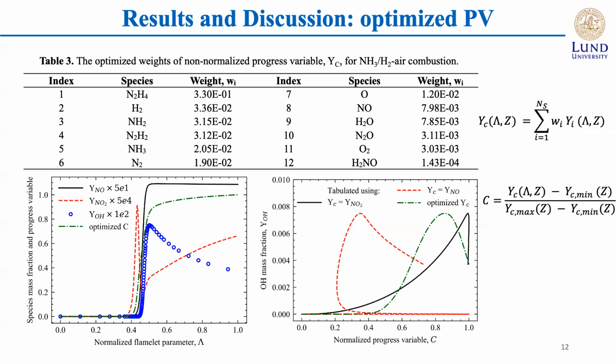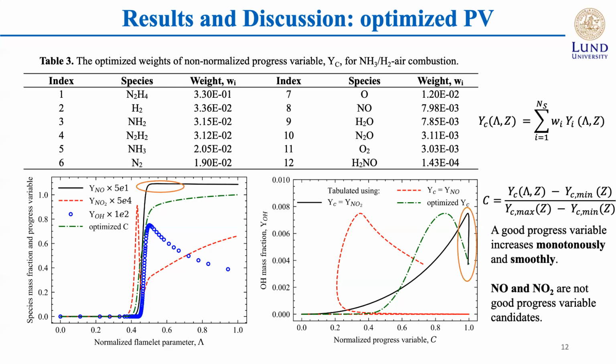If we use NO as progress variable, see the red line, it decreases rapidly near 1, this place. This is because NO almost does not increase after a specific time, this place. So this quick change violates principle 2. A good progress variable should increase monotonically and smoothly. NO and NO2 are not good candidates. We cannot copy the experience from hydrocarbon fuel progress variable definition.